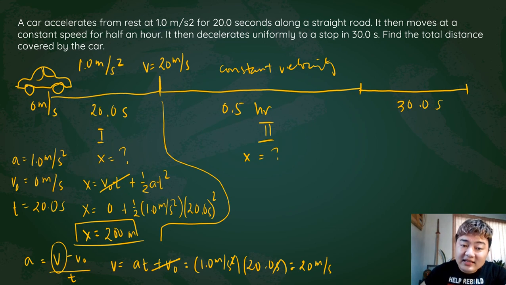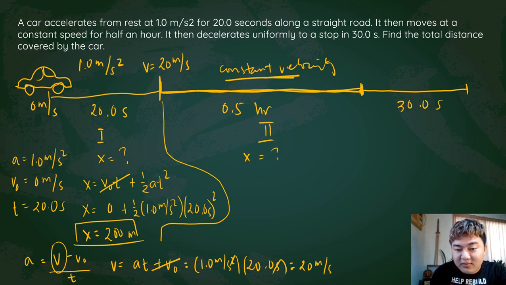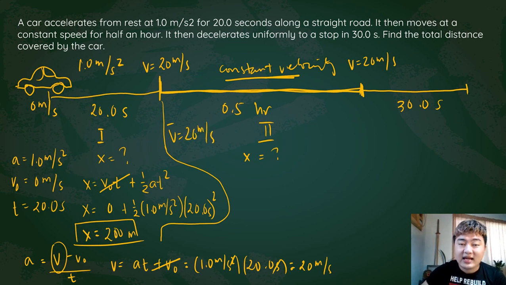So if the velocity at this point is 20 meters per second with a constant velocity, then the entire velocity at this stretch, or at this portion of the motion of the car, is 20 meters per second. And if both the initial and final velocity are 20 meters per second, of course the velocity here will still be 20 meters per second because again, it's constant. Then therefore, your average velocity will also be 20 meters per second.